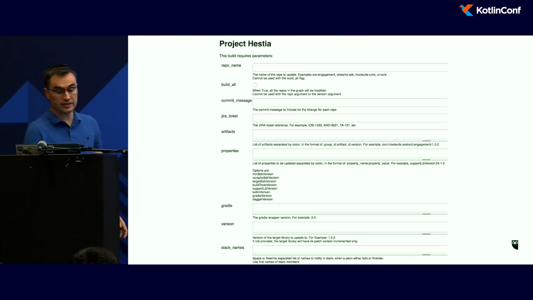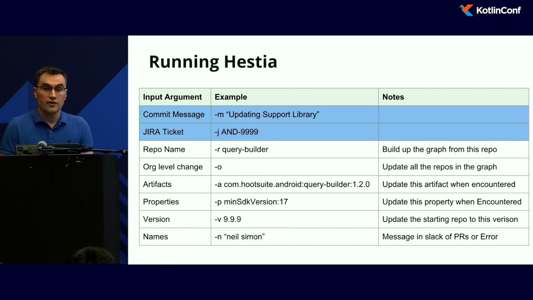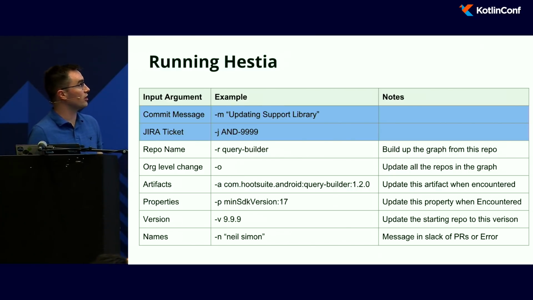However, not all changes need to be so extreme. And I'll show you. This is an example of how we trigger Hestia with Jenkins, but it's a little unreadable, so I'll just go through it in a table. For SOC 2 compliance and to maintain best practice, the developer triggering a Hestia job must provide a commit message and a Jira ticket for the tool to work.